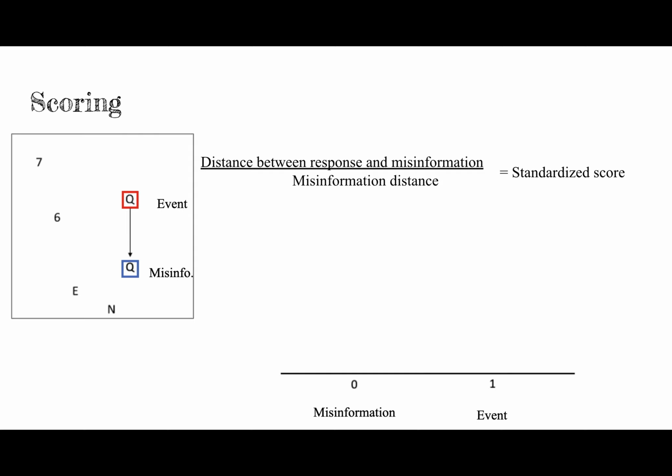Scores closer to 1 or beyond 1 are closer to the original event, and scores closer to 0 or beyond 0 are closer to the misinformation event. For example, an answer like the orange one, which is in the middle, will show up in the middle of our distribution. Any answers on the event will show at 1. Answers on the misinformation would be shown at 0. Answers beyond the event will be shown past 1. And any answers beyond the misinformation will be below 0.